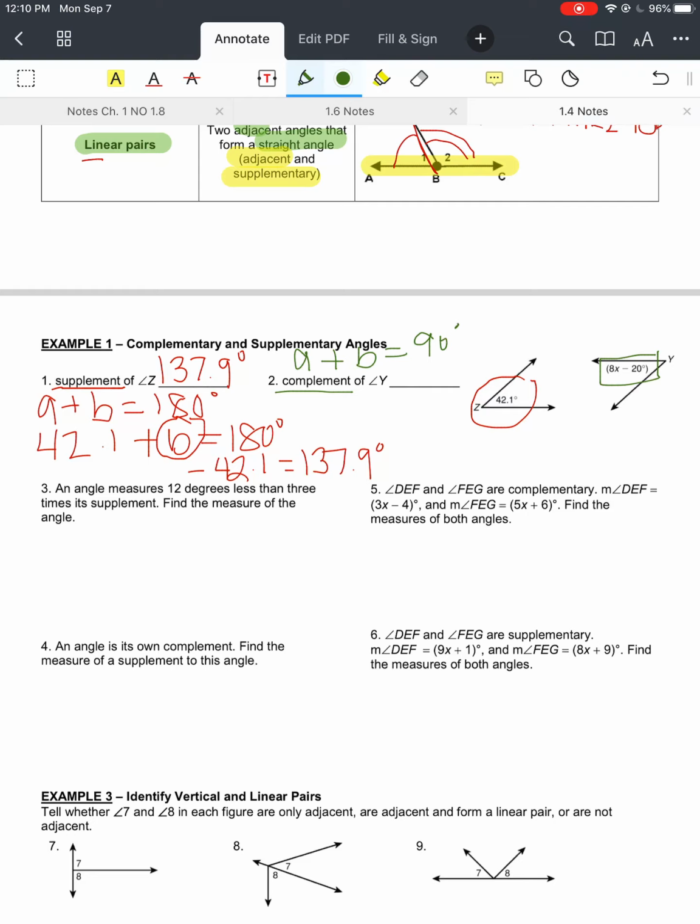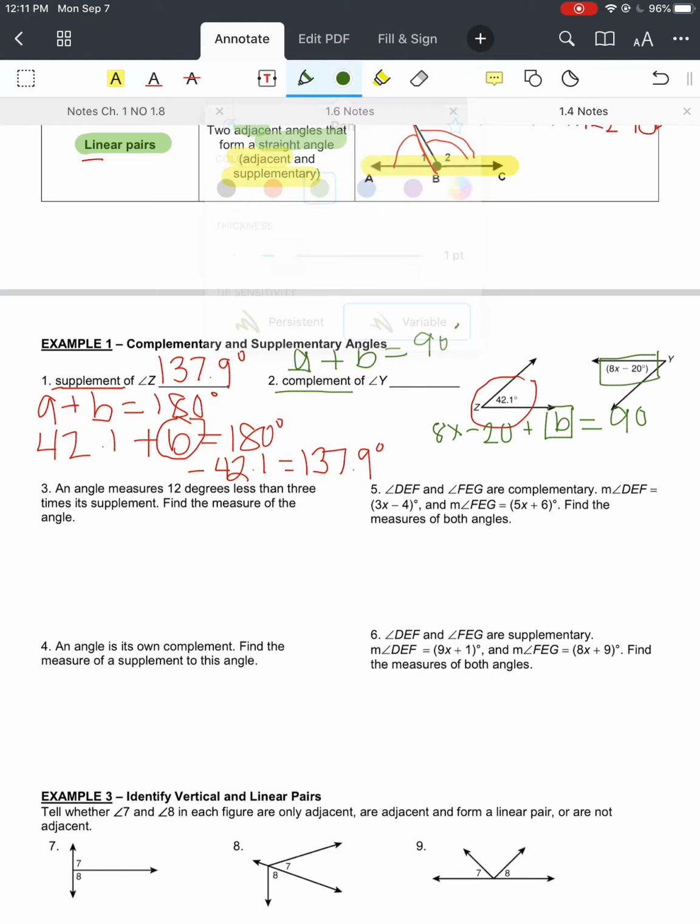Weirdly, angle Y is not just a number. It's an expression. It has an x in it. That does not mean we're solving for x. So just because there's an x doesn't mean we're solving for it. We're just going to use this expression in the same way we used 42.1. So for A, I'm going to substitute in 8x minus 20, plus this angle B that I'm trying to find, that's the complement, equals 90.